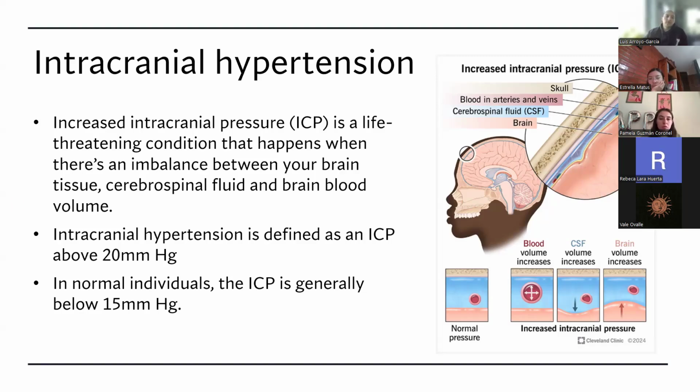So when we have a change in any of the three things that I just mentioned, we have an increase in intracranial pressure, and this is a very difficult treatment condition that happens when there is an imbalance between your brain tissue, cerebrospinal fluid, and brain blood volume.